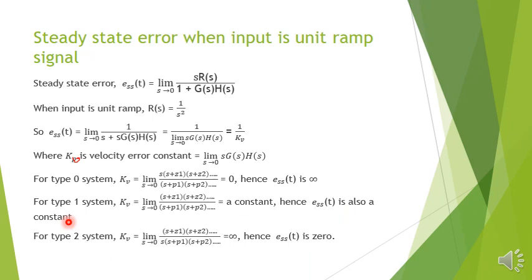For a type 2 system, G(s)H(s) has two poles at origin. So 1 by s square into something, so the s gets cancelled. So (s plus z1)(s plus z2) divided by s into this. So in this case, if I substitute s equal to 0, it becomes infinity, hence the steady state error is 0. So as the system type increases, the steady state error constant is infinity and the steady state error becomes 0.